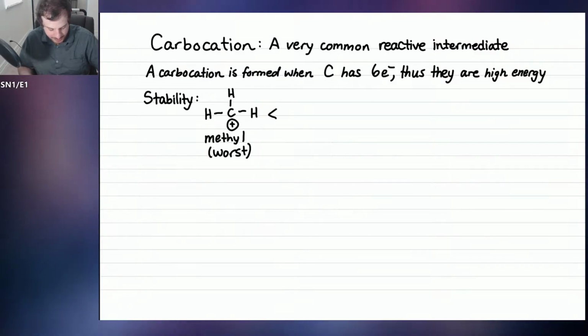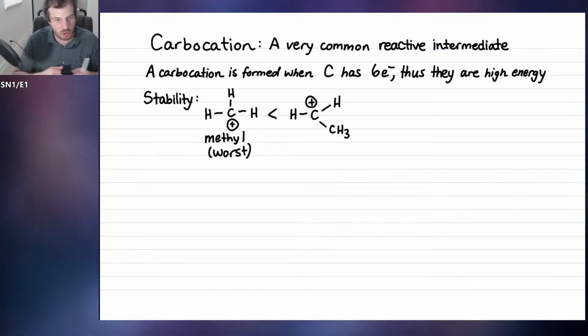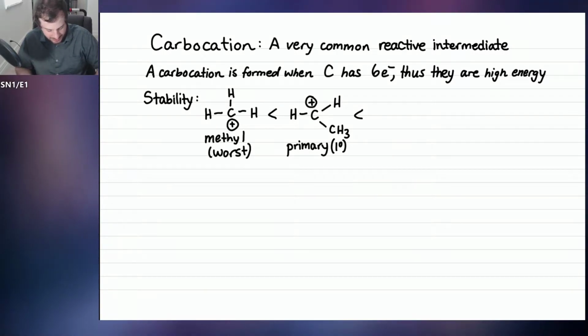A little bit more stable than that, but still terribly unstable, is the primary carbocation. A primary carbocation has one of the hydrogens replaced with a carbon. In this case, I'm replacing it with a methyl group, but it could really be any carbon chain. And this is slightly better. It turns out that carbons are electron releasing inductively, so they can release some electron density towards this electron deficient carbon and help stabilize it. Okay, so carbons are electron releasing. So this is primary, and it's oftentimes abbreviated with the 1 degree symbol. And it's a little bit more stable than methyl. And I think you can imagine what's coming next.